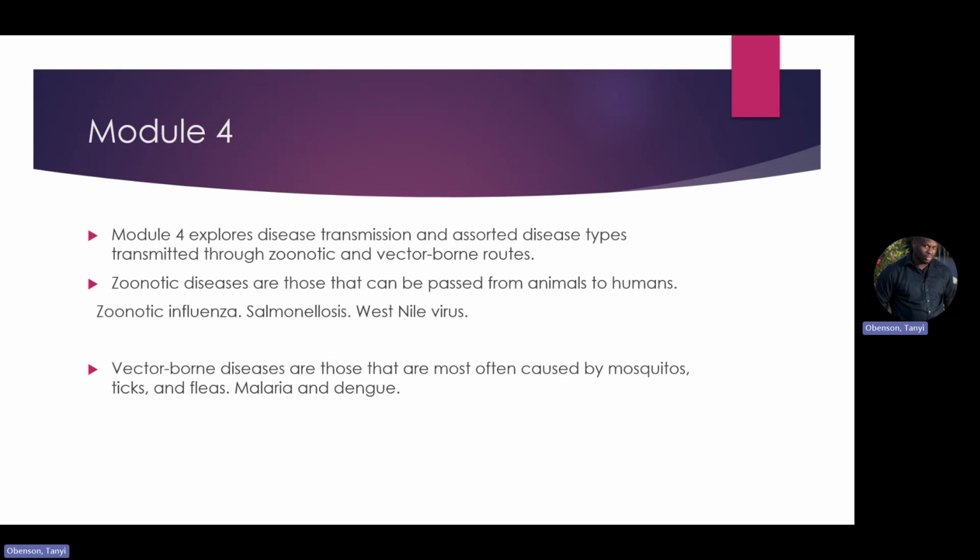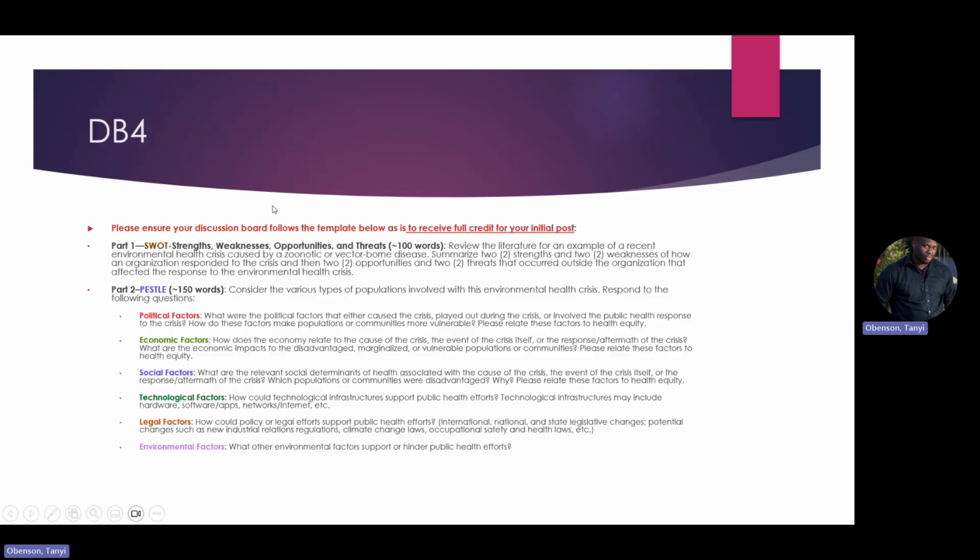Zoonotic diseases can be passed from animals to humans, like zoonotic influenza, salmonellosis, as well as the West Nile virus. And then you have vector-borne diseases, which are caused by insects like mosquitoes, ticks, and fleas, such as Lyme disease, malaria, and dengue.